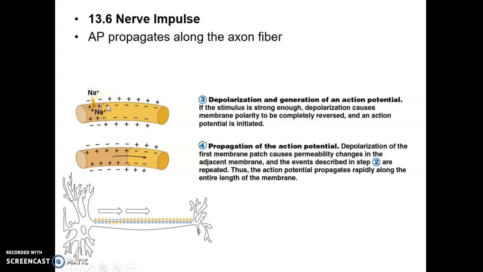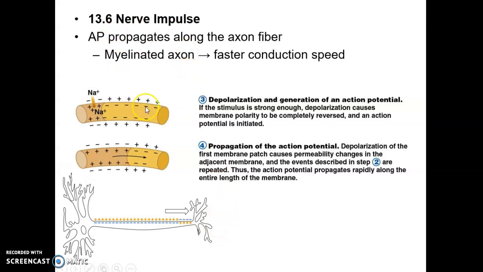That area gets depolarized, hits threshold, action potential occurs there. When that occurs there, the next patch gets depolarized because sodium channels open, sodium starts to rush in, hits threshold, lots of sodium rushes in, reversal of the resting membrane potential, and so forth, all along the axon. So that's the propagation, the movement of the action potential along the axon as we see here, and it occurs very rapidly.